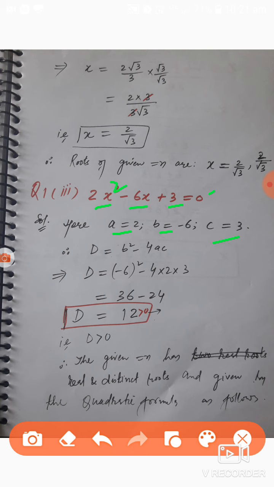Therefore D equal to b square minus 4ac. We know, instead of b we have minus 6 square, minus 4 times a into c. 6 square comes out to 36 and minus 24. D will be 12, and 12 is a positive number, therefore D is positive. When D is positive, then the equation has real and distinct roots. Therefore the given equation has real and distinct roots and they are given by the quadratic formula as follows.